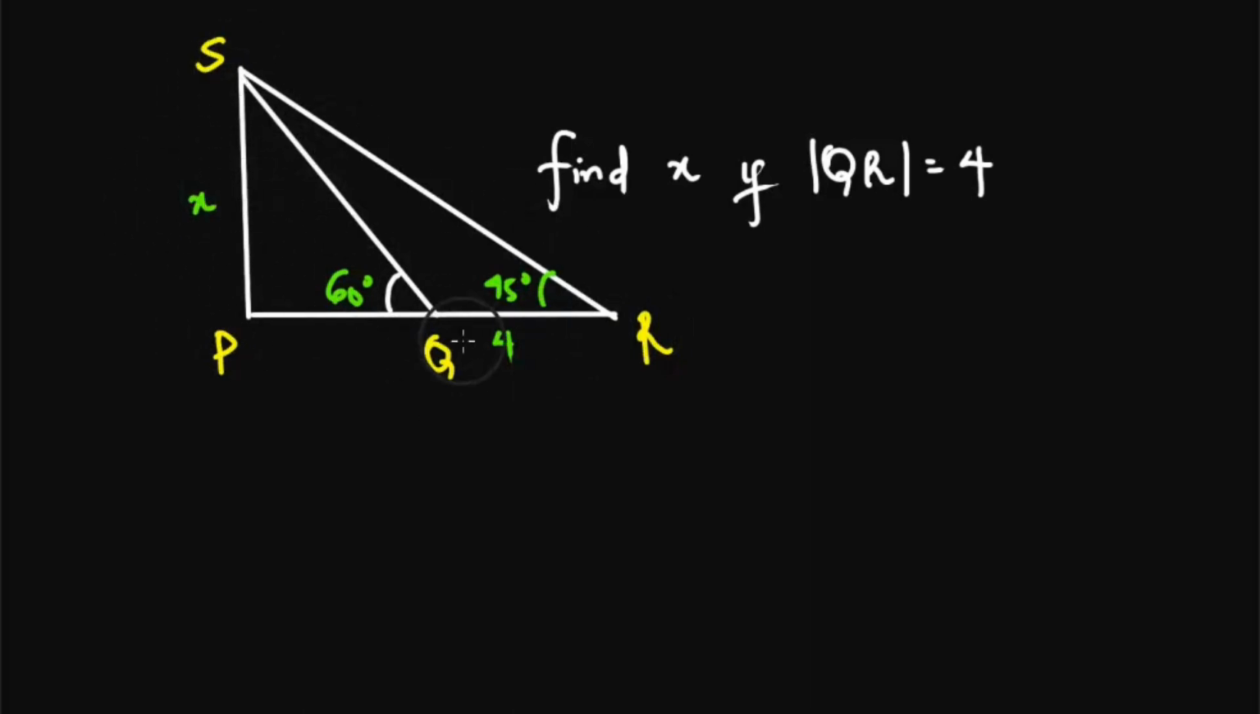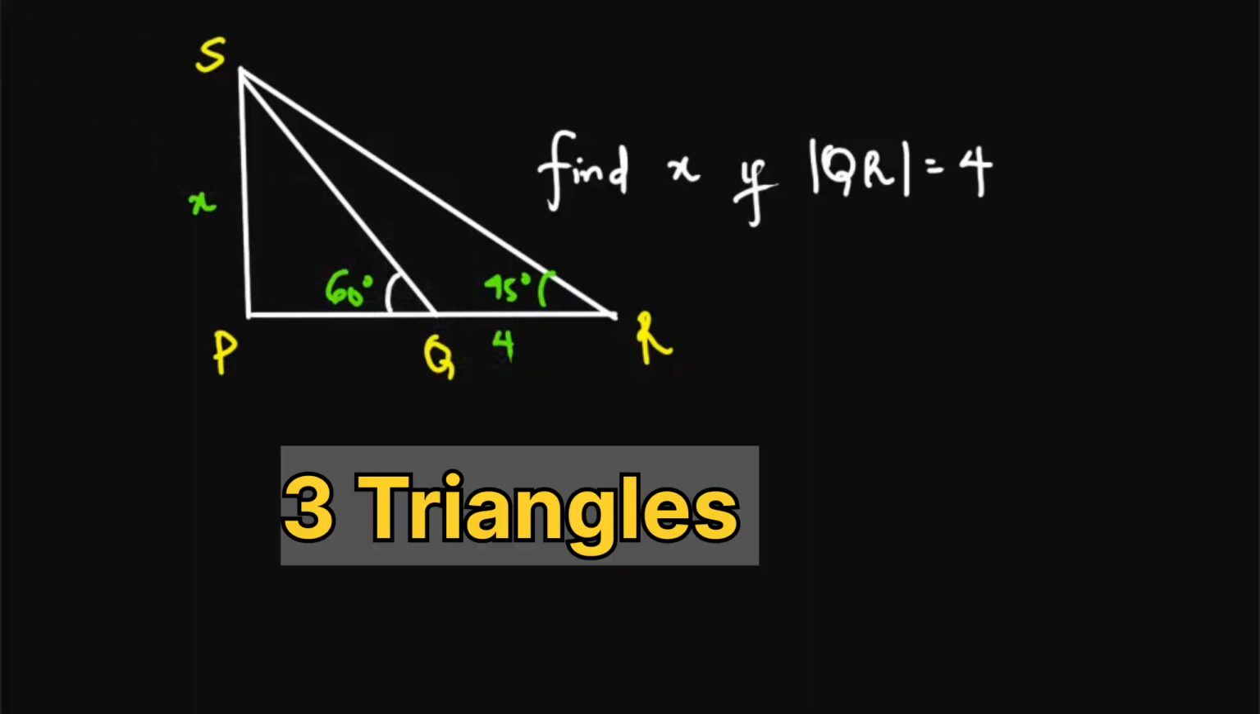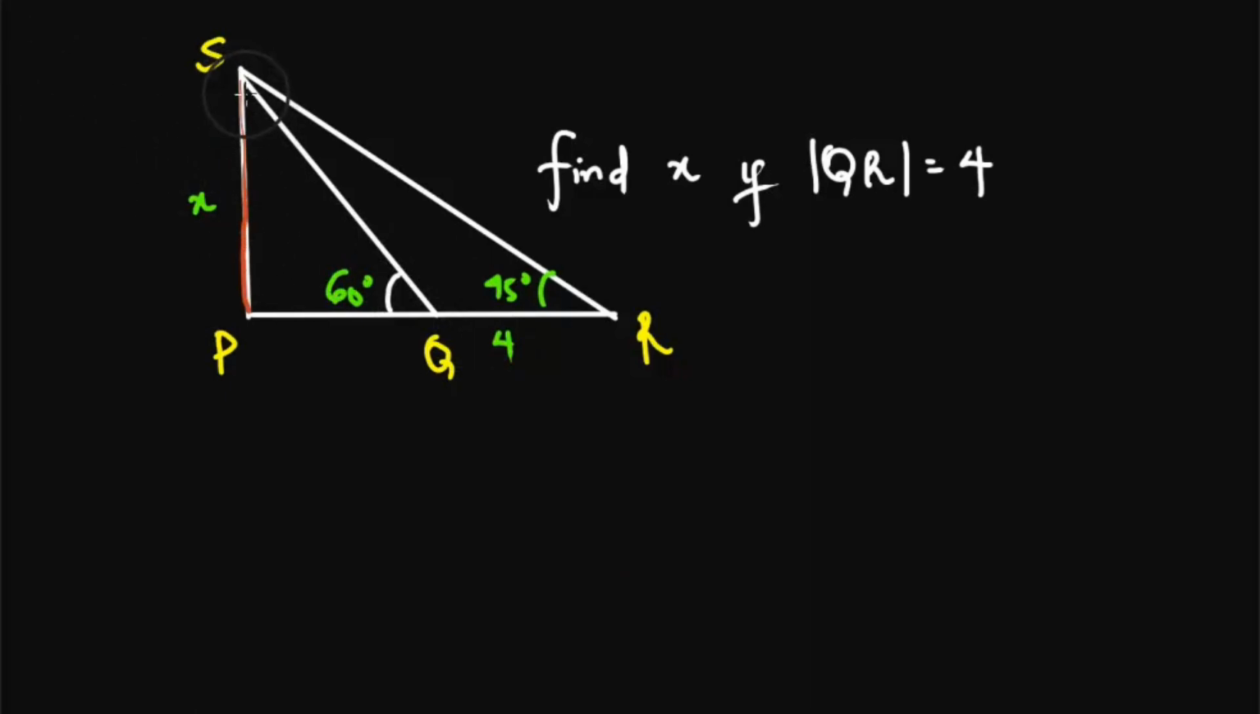Taking a look at this, I can see 3 triangles. I'm going to consider this as my first triangle. I can also see this, which I'm going to consider as my second triangle. And I can also see the large triangle, which I'm going to consider as my third triangle.